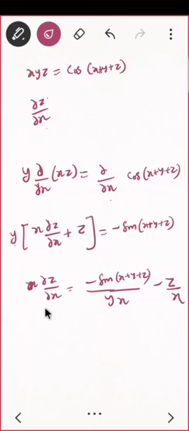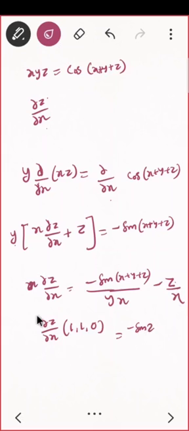So suppose in the question they are asking ∂z/∂x at some point, say (1, 1, 0), then you can get it quickly by putting the values. Here it will be minus sine 2, and here it will be 0. Multiplication is not there, this is subtraction, this is 0, so it will just be minus sine 2.